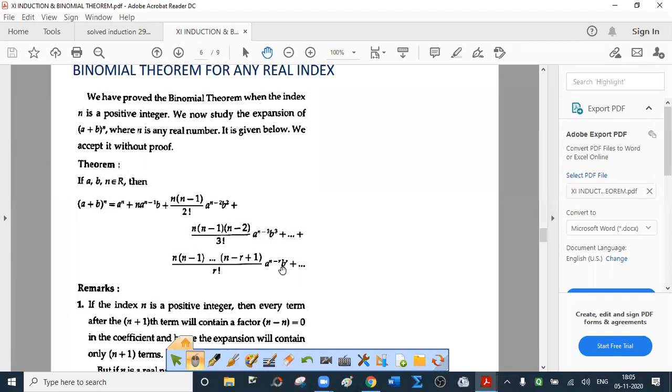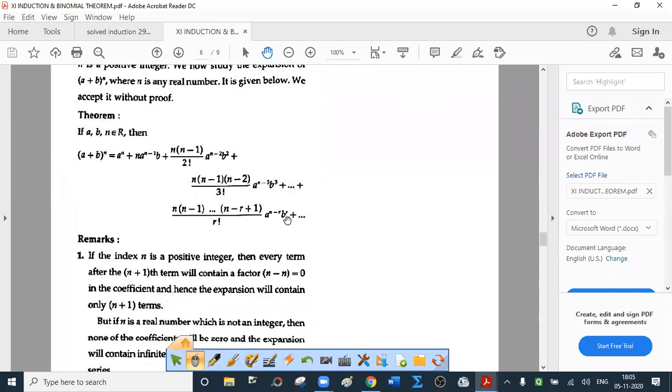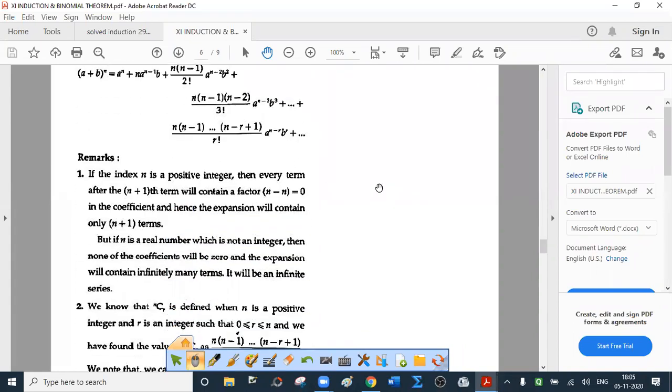You have to use common sense. When index of b is 3, the last term subtracted is 2. So when the index of b is r, last term subtracted is what? r minus 1. So n less r minus 1. That is why n minus r plus 1. But if you do not understand this, no problem. Just consider plus this plus dot dot dot. Now remarks are interesting and important.